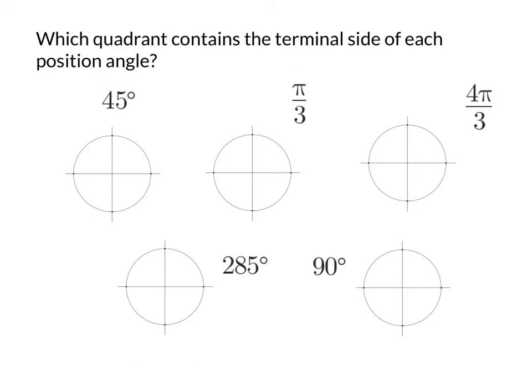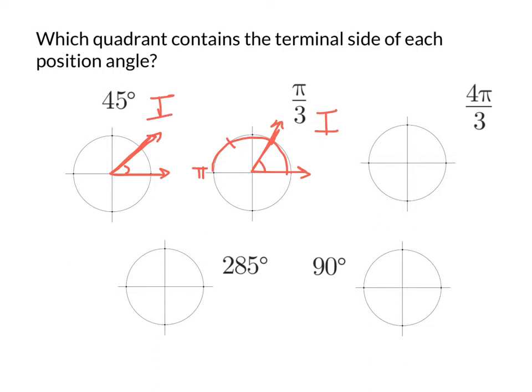If we start with 45 degrees and just draw it out, remember with a position angle, the initial side is the positive x-axis. 45 degrees is halfway to 90, so it would be right here. Since that terminal side is in the first quadrant, we say it's going to be in quadrant 1. For pi over 3, remember that here's our initial side. Pi radians would be over at 180 degrees, so if we were to take this entire arc and break it into thirds, there's 1/3, meaning that the terminal side here would also be in quadrant 1.